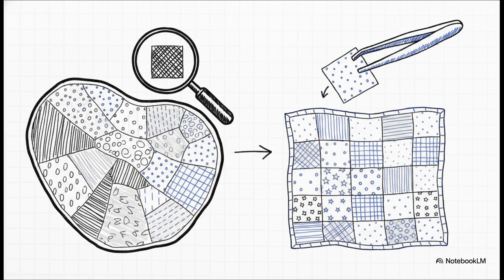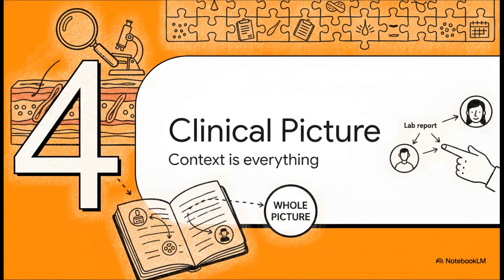A biopsy can completely and correctly diagnose a basal cell carcinoma, but unfortunately miss a far more aggressive growth component that's located just a tiny fraction of an inch away. And that perfectly sets up section 4, the whole clinical picture, because context is everything, and the lab report is really only half of the equation.